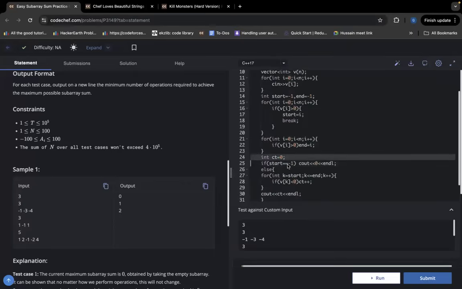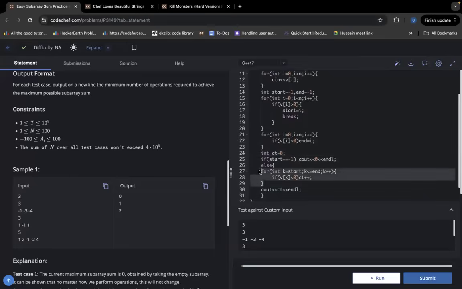So I have a count variable, and you just run a for loop from k is equal to start to k is equal to end. If any element in that range is smaller than 0, I do count plus plus, and in the end, I just print count. Is this clear for everyone, guys?